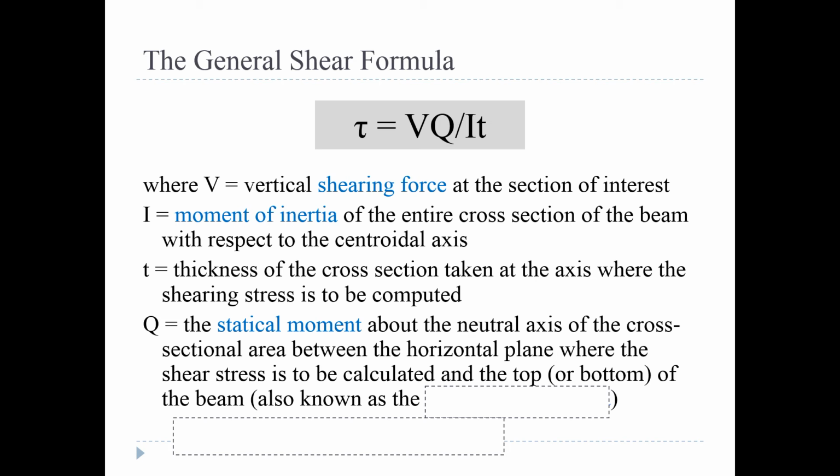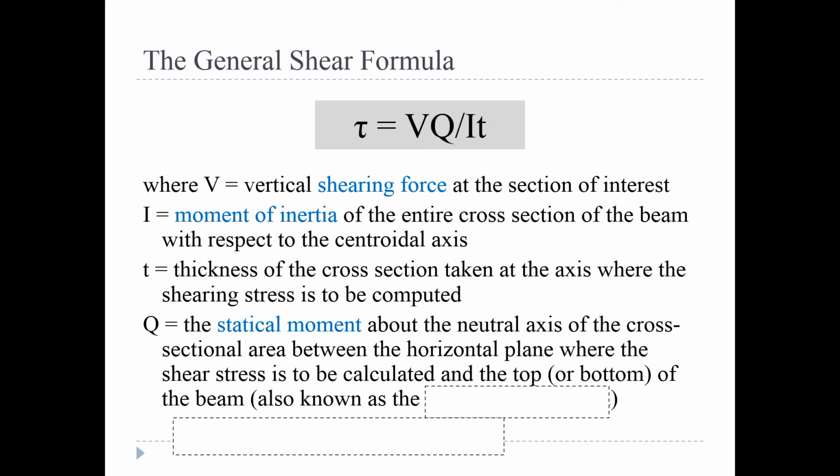Maybe if it's a rectangle, base times height cubed over 12, and if it's any other section, we just use those simple formulas from the previous chapters. T is simple enough. It's the thickness of the cross section, but pay particular attention that it is where you are trying to solve the shear stress at. So the thickness can change at any spot of a section. So it's where you're trying to solve this at.